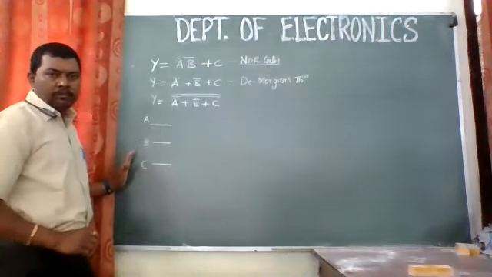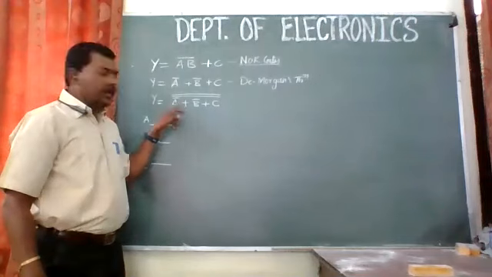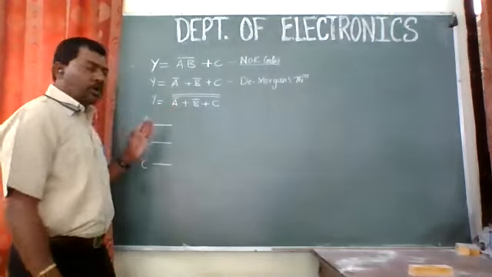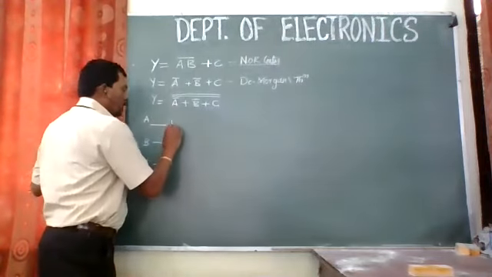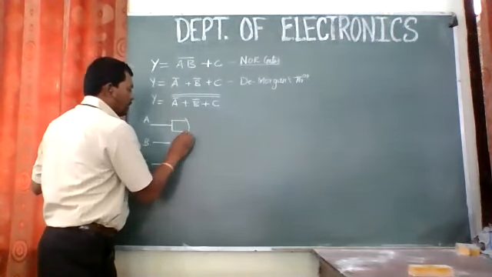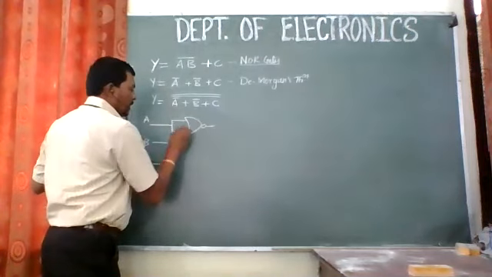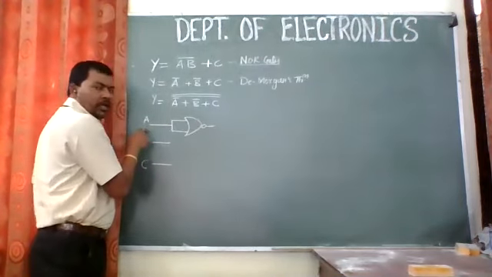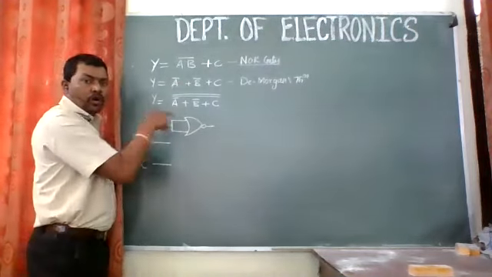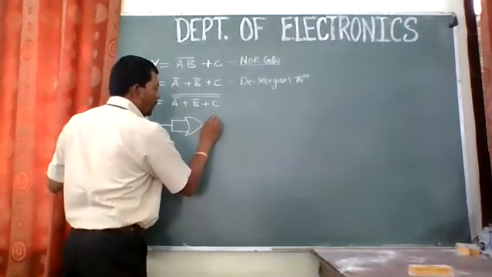So I'm taking three variables, right? Now the first thing that we need is a bar, so we want to complement this A by using a NOR gate. We can do that by using the NOT gate, which is implemented by using a NOR gate. So A can be complemented by using a NOT gate made up of NOR gate, and the output of this will give you A bar.